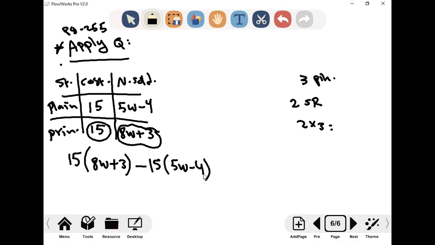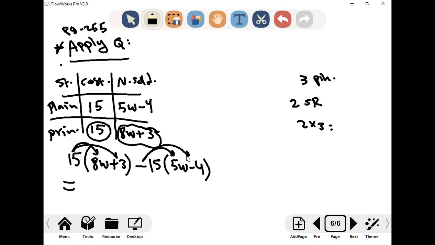Why am I multiplying by 15? Because this is the cost of each t-shirt and this is the number of the t-shirts. The total cost will be the cost of one t-shirt multiplied by the number of the t-shirts, like the pencils example, right? But now what do we do with the 15 here? Distribute. With the 15 or negative 15? Negative 15 also. Yeah, let's distribute. 15 multiplied by 8W.